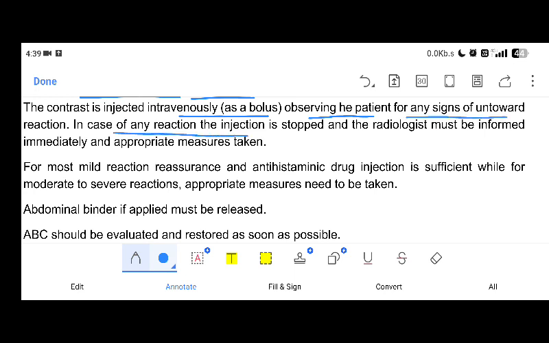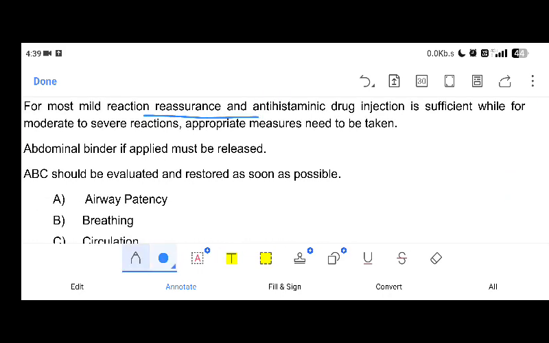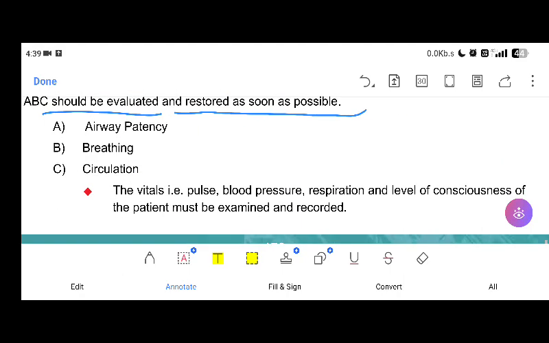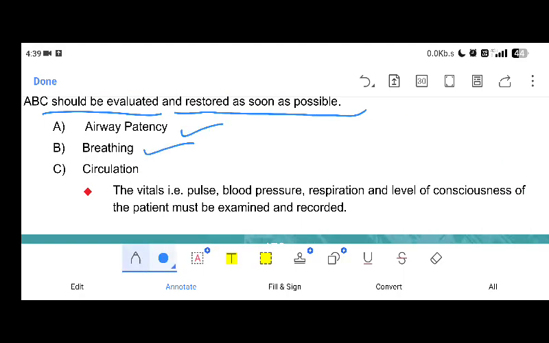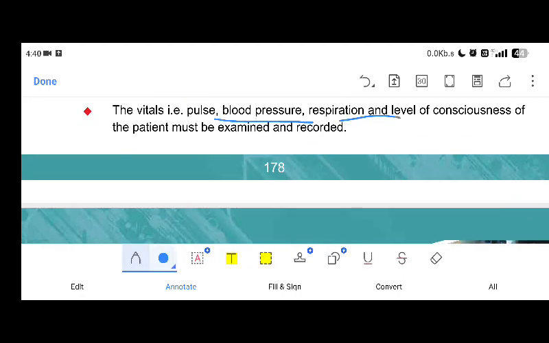In case of any reaction, the injection is stopped, the radiologist must be informed, and appropriate measures taken immediately. For most mild reactions, reassurance and antihistaminic injection is sufficient, while for moderate and severe reactions, appropriate measures need to be taken. Abdominal binders, if applied, must be released, and ABC should be evaluated and restored as soon as possible. ABC is airway patency, breathing, and circulation.